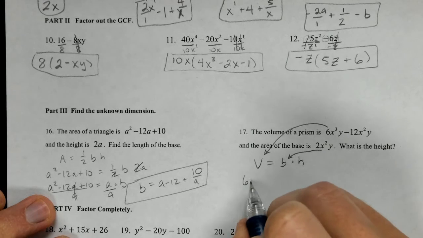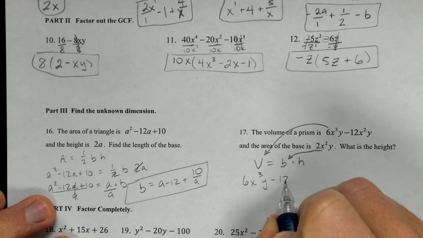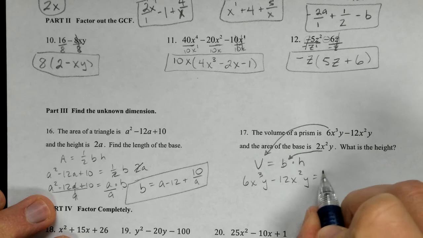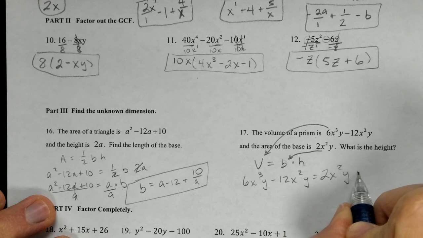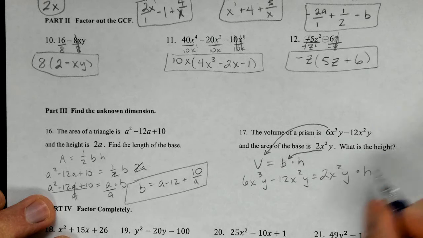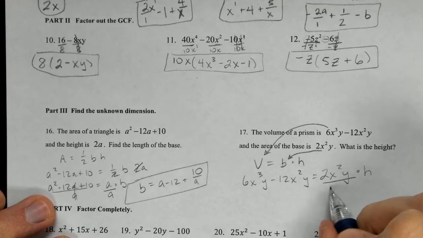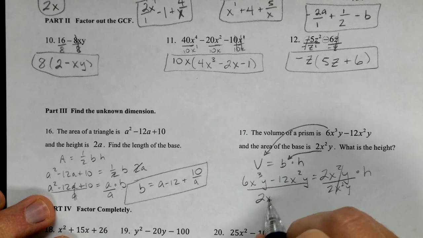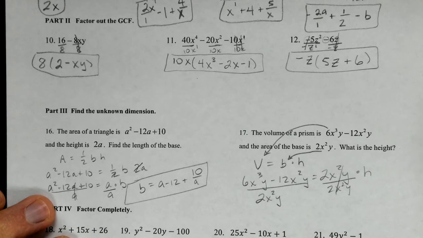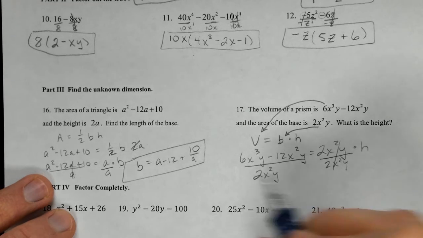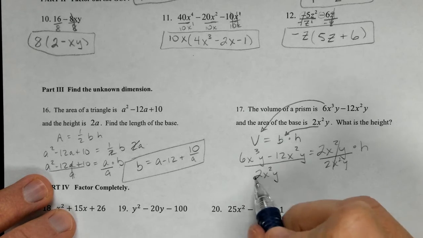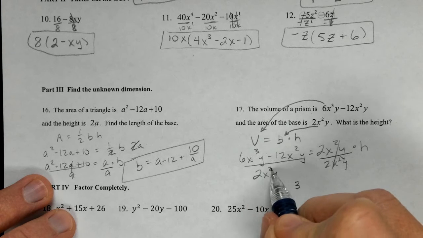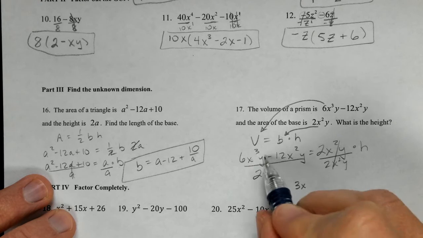So here we go. 6x cubed y minus 12x squared y equals area of the base, 2x squared y, times the height. So once again, in order to get h by itself, I need to divide by 2x squared y. So divide by 2x squared y. So I'm going to divide 6 divided by 2. 6 divided by 2 gives me 3. X cubed divided by x squared, there's an x to the first. And then my y's cancel out.